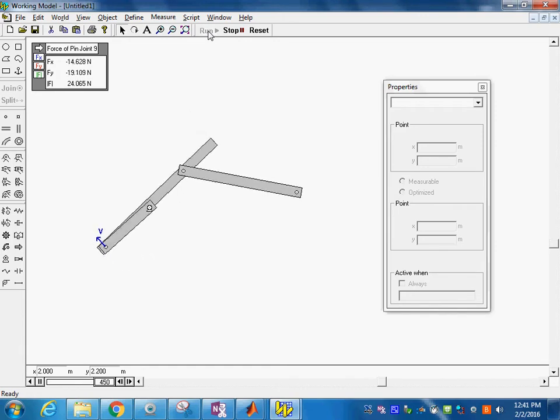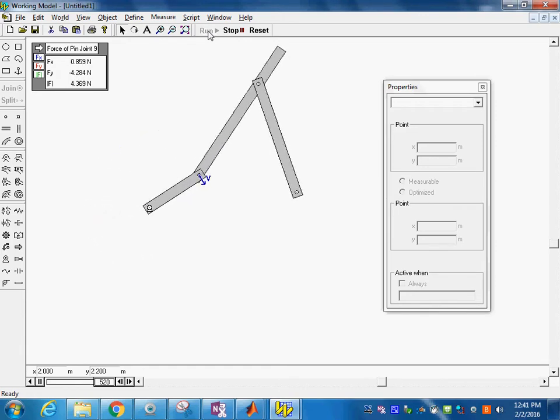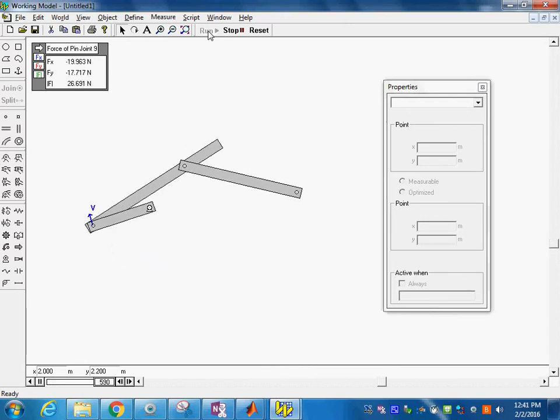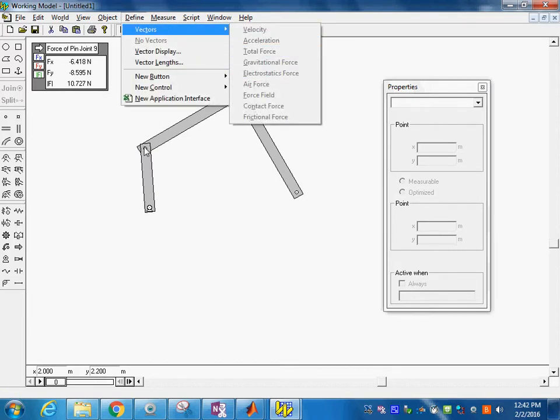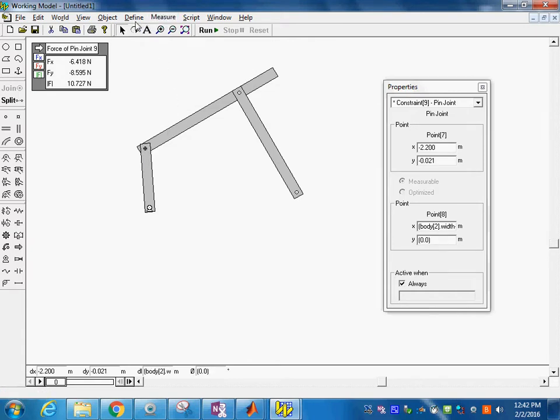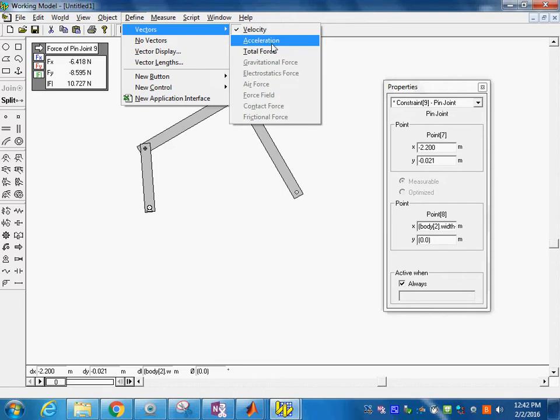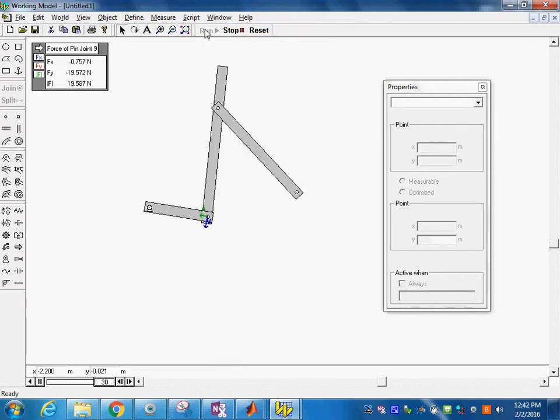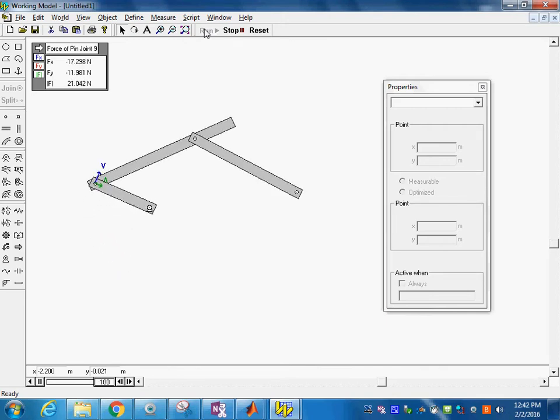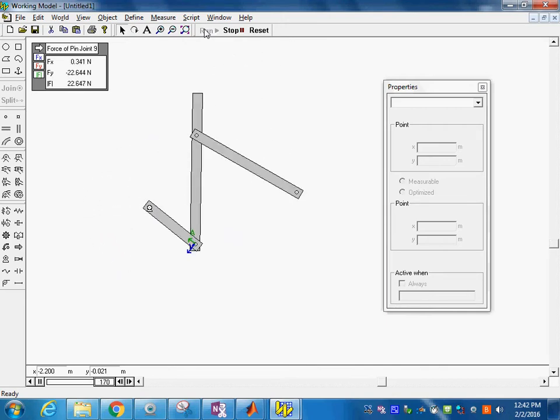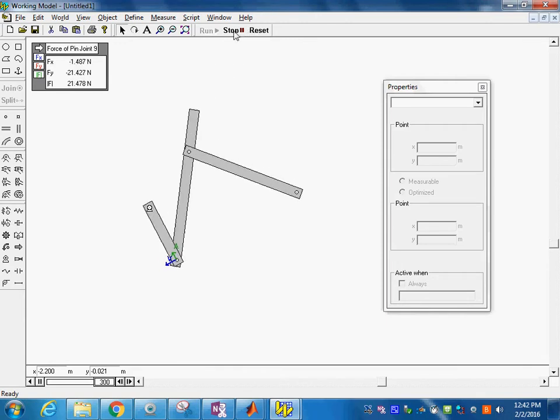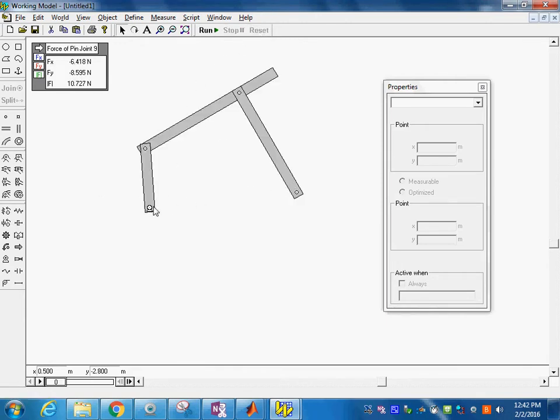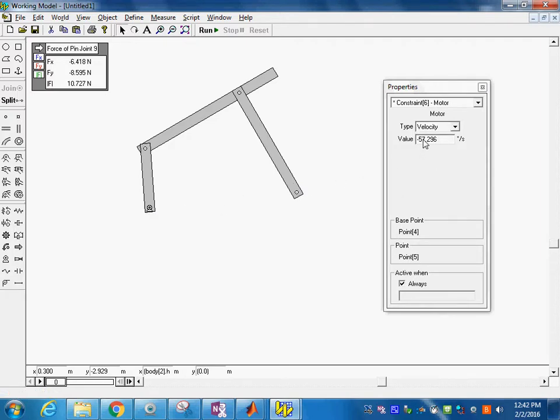So it's telling us how the velocity is. But if we look at the same point, but now I go to define the vector acceleration, and I do the same thing, you see that green vector in there? It's always pointing to the center. I think perhaps if we increase the velocity a little bit on the motor, we'll be able to see more. Let's see, let's do 100 in here.